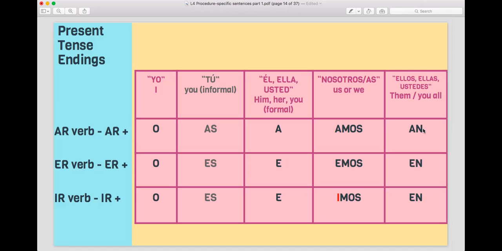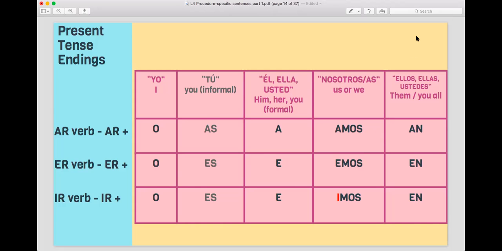It's a rule that always applies. And this is the table if you guys wanted to take a memory picture of it, for those of you with photographic memory. Reminder that AR verbs have a lot of A in their ending. ER verbs have a lot of E in their ending, and IR verbs usually follow ER verbs. And in this case, like Roxy said, the only exception is nosotros and nosotras, and instead of emos, it's imos.